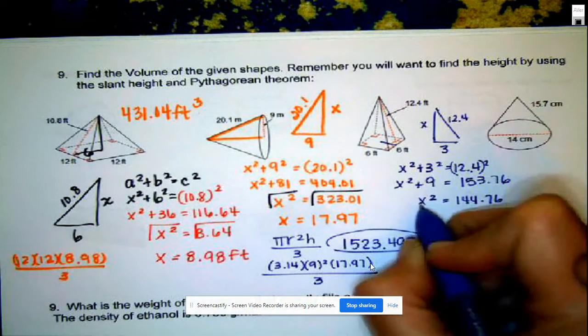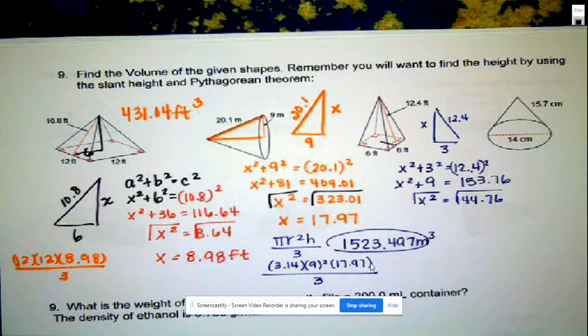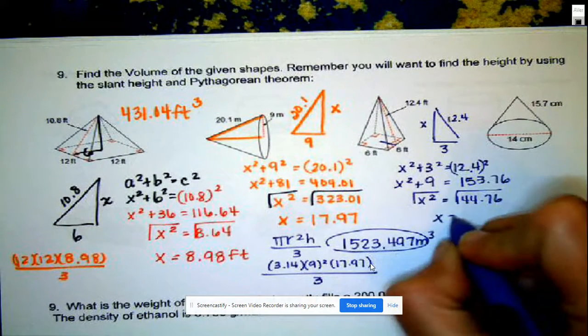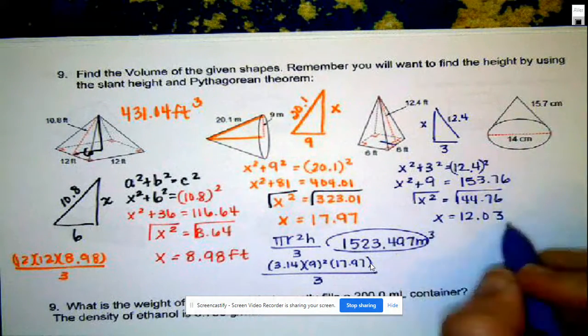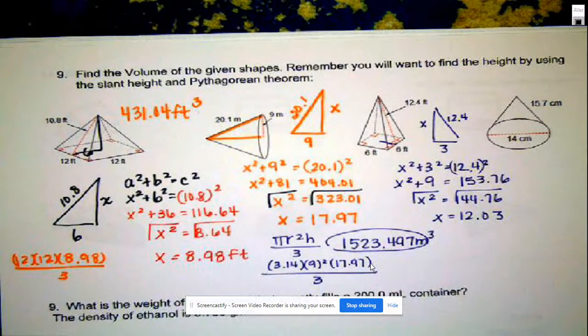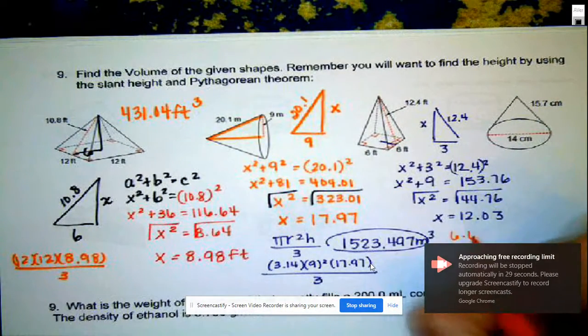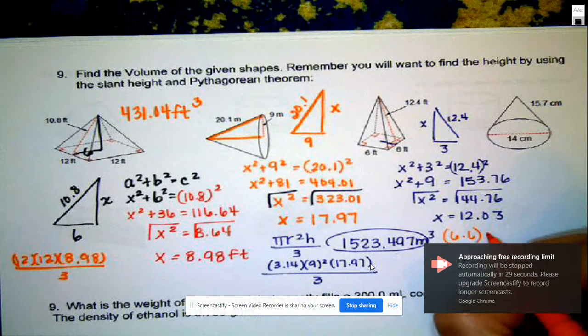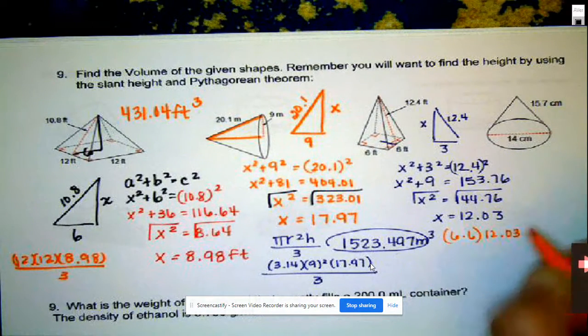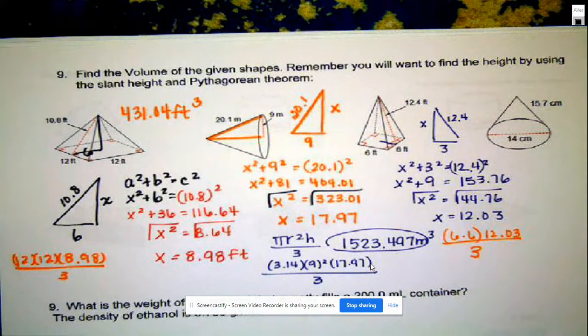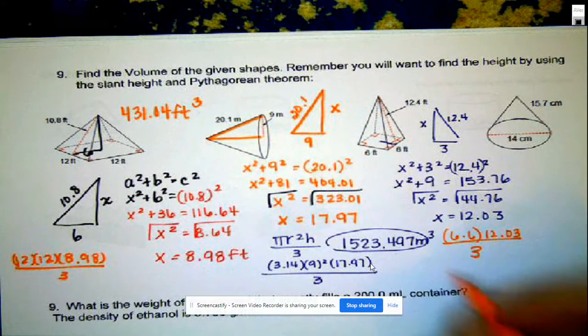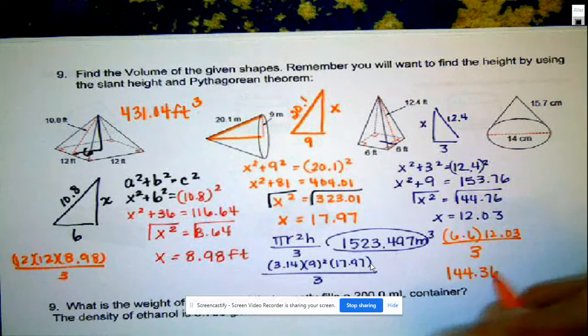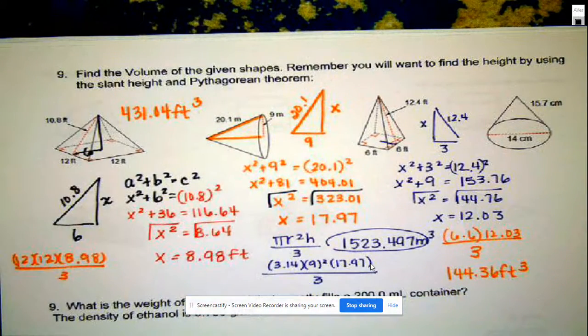Again, to get rid of that square, we're going to square root both sides. So we're going to take the square root of 144.76. And that's going to give us 12.03. So we now have our height of our pyramid. So we're going to take the base, which is 6 by 6. So 6 times 6 times the height of the whole pyramid, so base times height, and then divide the whole thing by 3. So 6 times 6 times 12.03, and then divide by 3. And it should be 144.36 feet cubed.